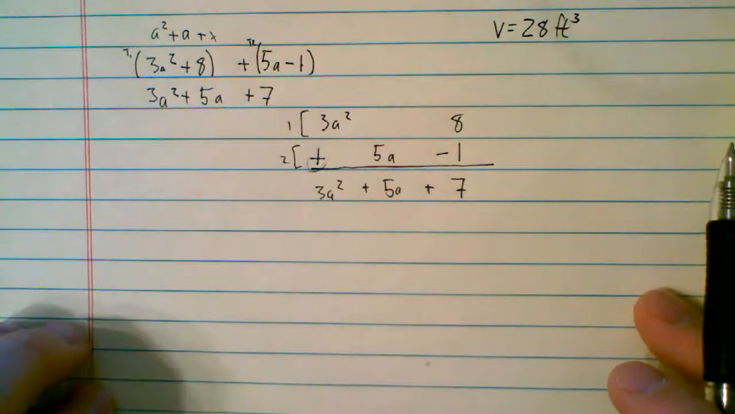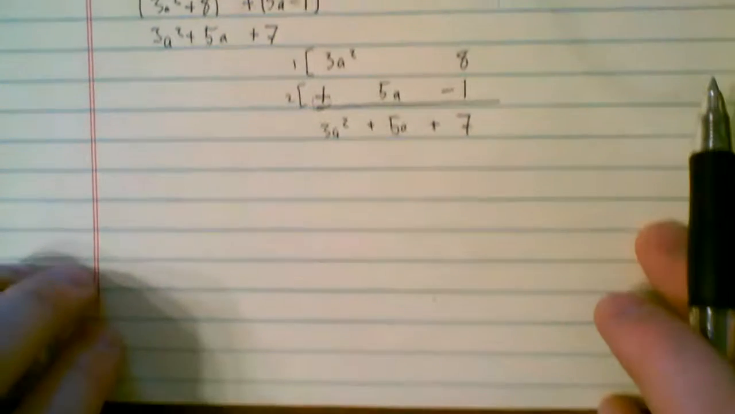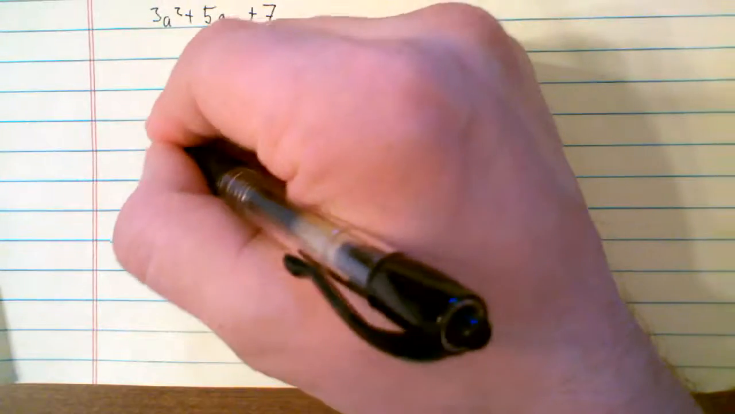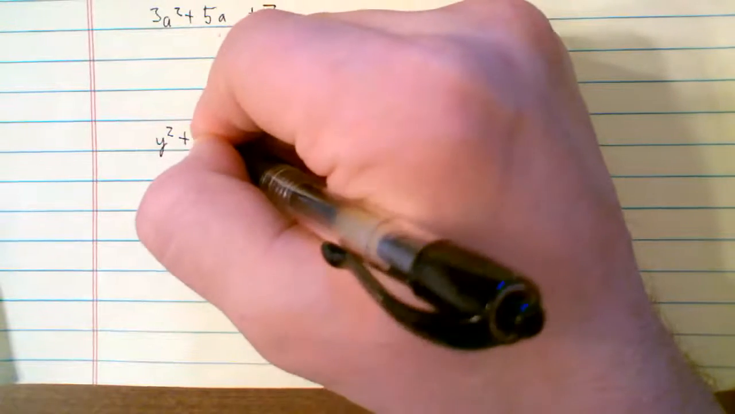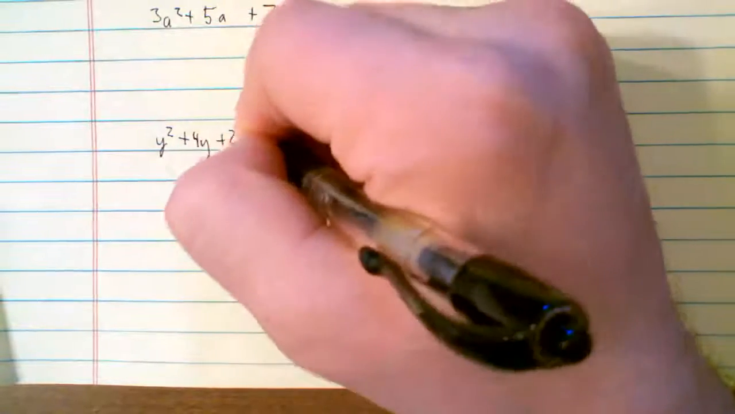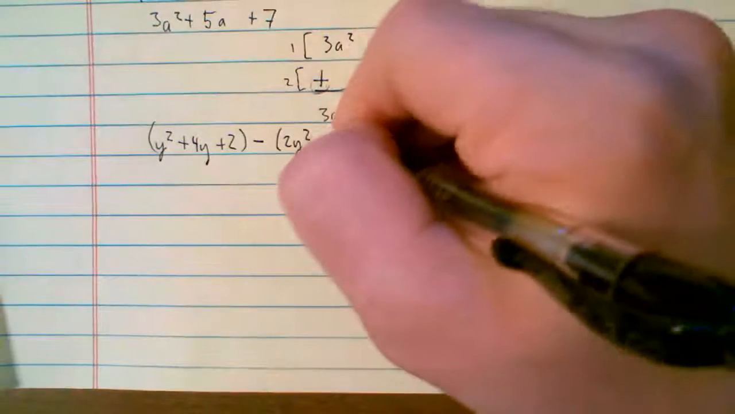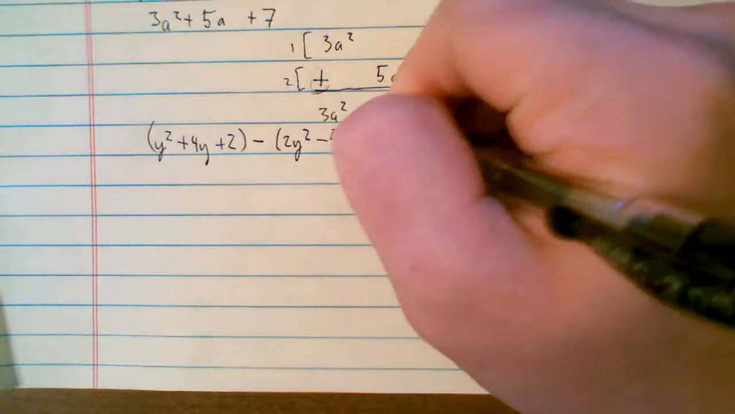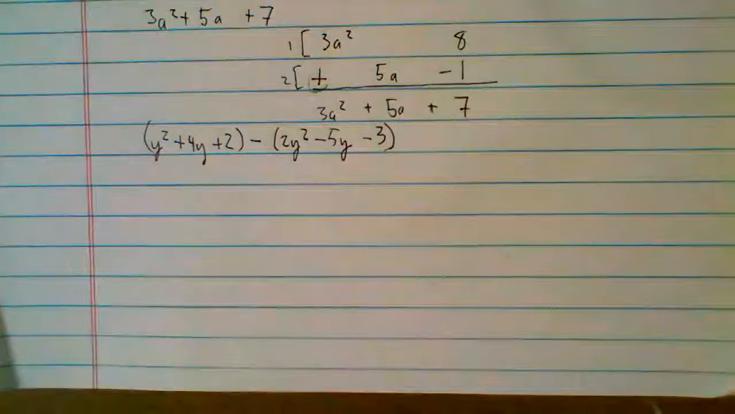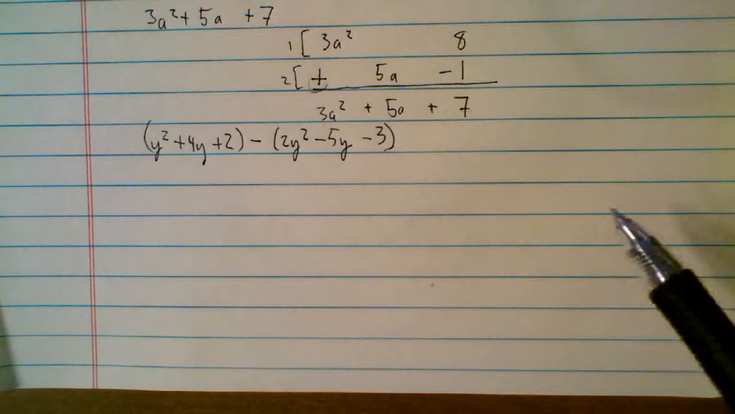Let's look at how to subtract or find the difference of a polynomial. Let's go with the equation y squared plus 4y plus 2. And we'll do that minus 2y squared minus 5y minus 3. So we have the advantage of already having these in standard form. We don't have to move anything around.